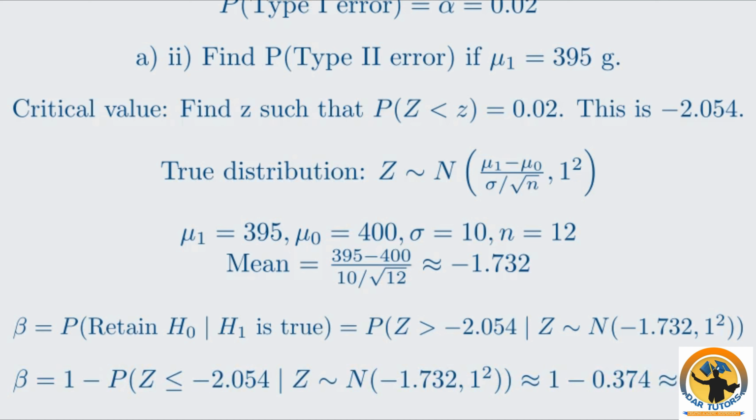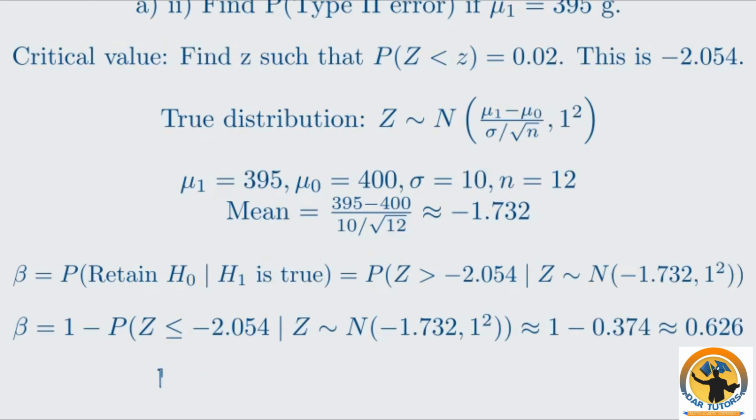Part B asks for the power of the test. This is simply 1 minus beta. Since we found beta was approximately 0.626, the power of our test is 1 minus 0.626, which is 0.374. This means the test only has a 37.4% chance of correctly detecting the fact that the cans are underweight by 5 grams. This is a relatively low power, suggesting the test isn't very effective.